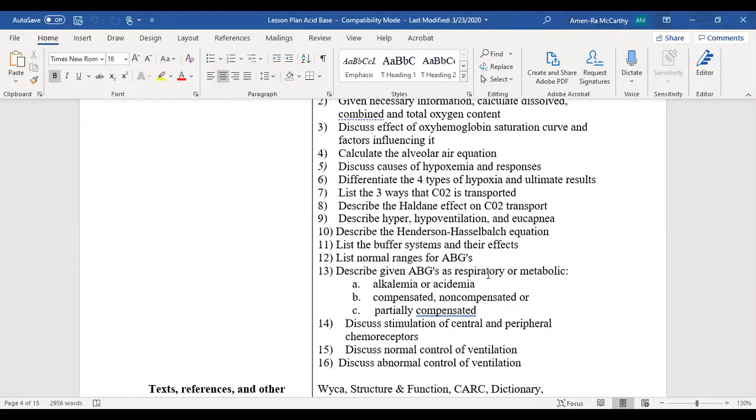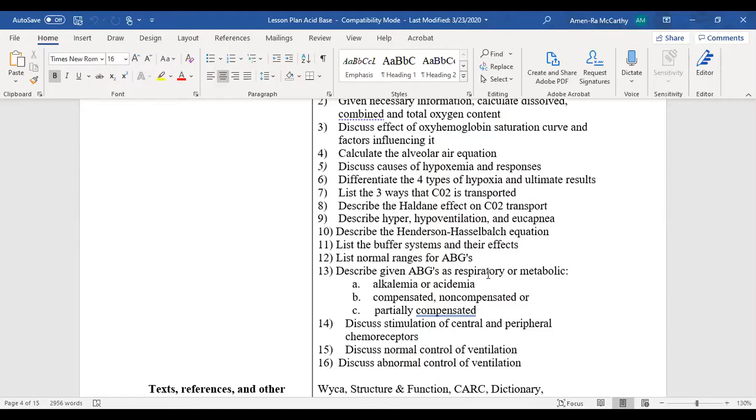Talk about the stimulation of the central and peripheral chemoreceptors. The chemoreceptor question that I threw out on that other test, if you read about it, you'll understand what peripheral chemoreceptors do and what they respond to.